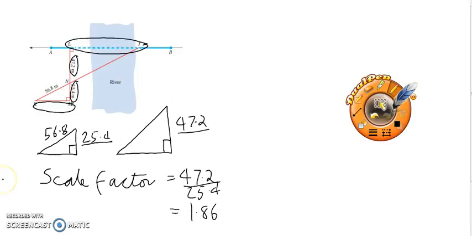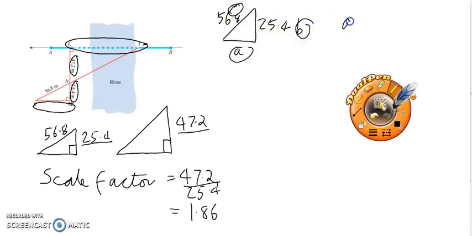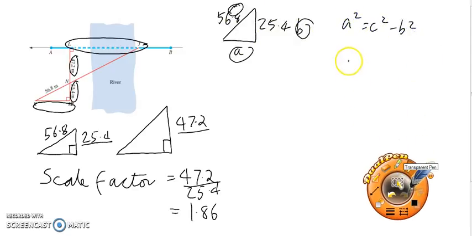Now when we're looking at this, we've got a combination of a couple of concepts here. So if I look at the small triangle, we are looking at Pythagoras. This is A, B, C. So we know that A squared equals C squared take B squared. So we know that A equals the square root of 56.8 squared take 25.4 squared.